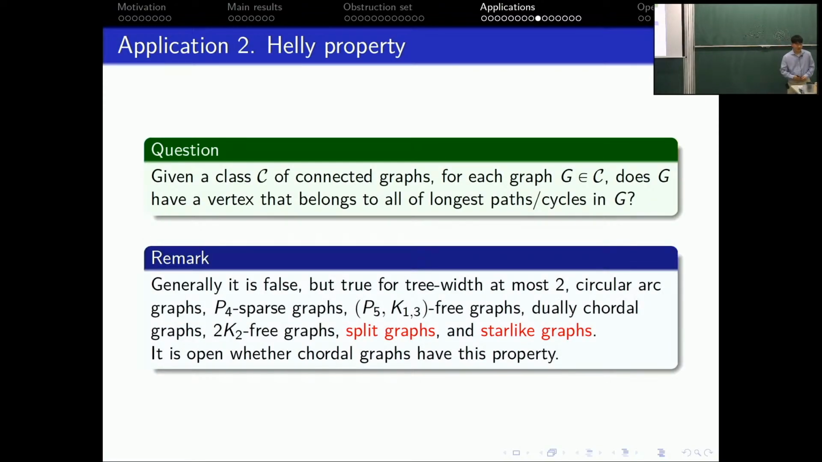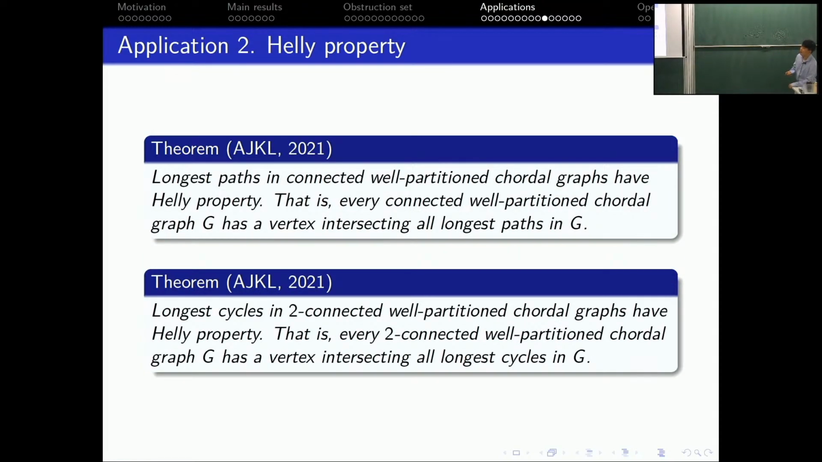The second application is about the Helly property. Given a class C of connected graphs, for each graph G, we can ask: does G have a vertex that belongs to all of the longest paths and cycles in G? We can easily show that if we have two longest paths, then there is some vertex that intersects both paths. But finding a vertex that belongs to every longest path is generally false. It is true for some graph classes, including split graphs and star-like graphs, which are subclasses of chordal graphs.